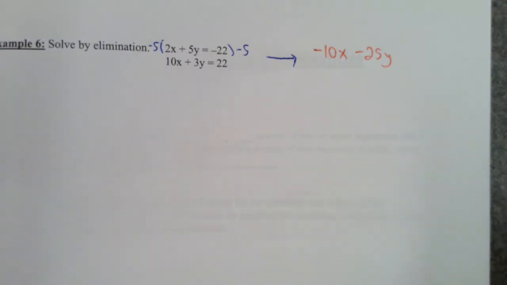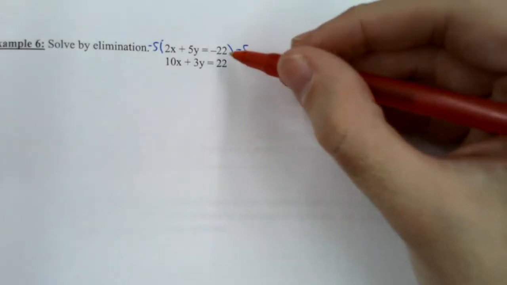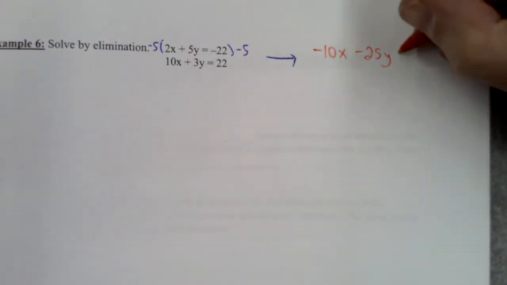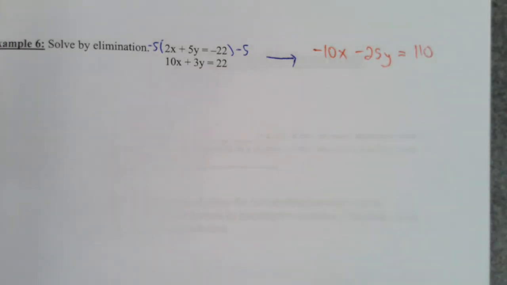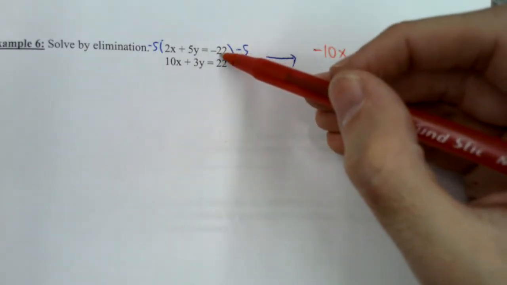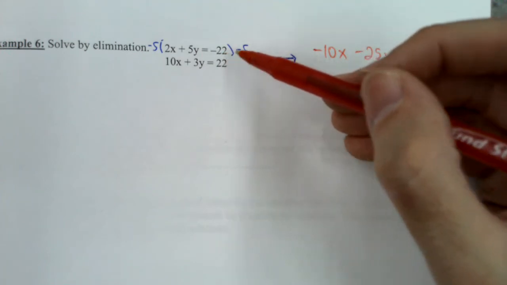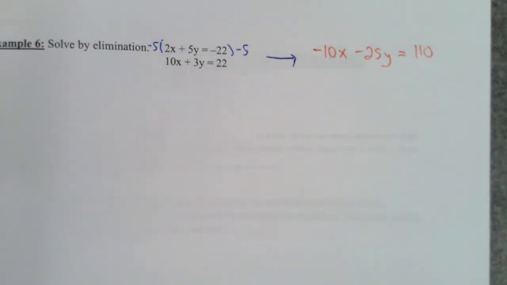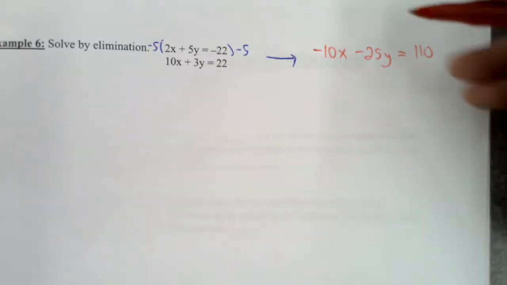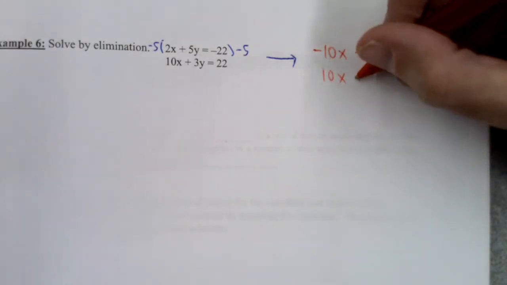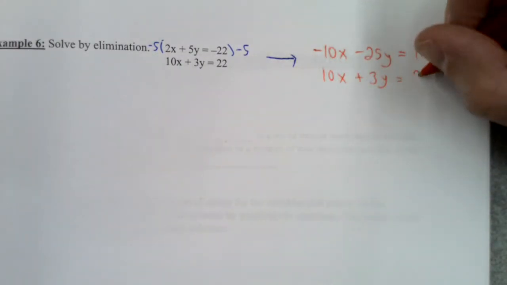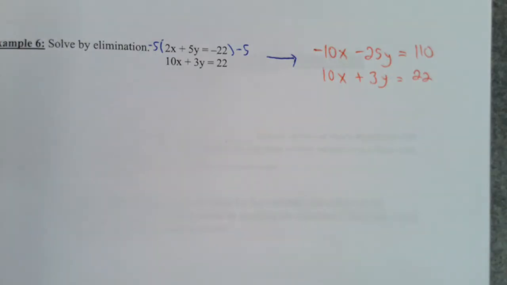And now be careful. Negative 5 times negative 22 is 110. A lot of times people forget to multiply this number by the negative 5, but you have to do that. Don't forget. Negative 22 times negative 5 is 110. The bottom equation is going to stay exactly the same. So now you have opposite coefficients, negative 10x and positive 10x. You're going to add these two equations together.